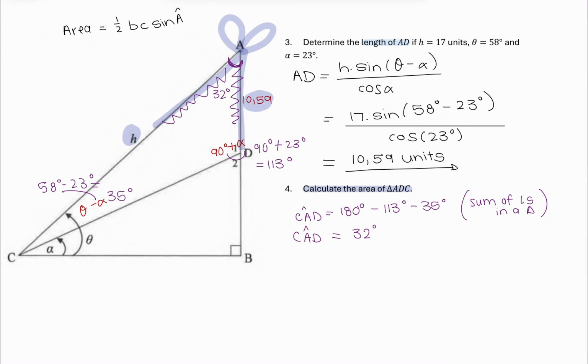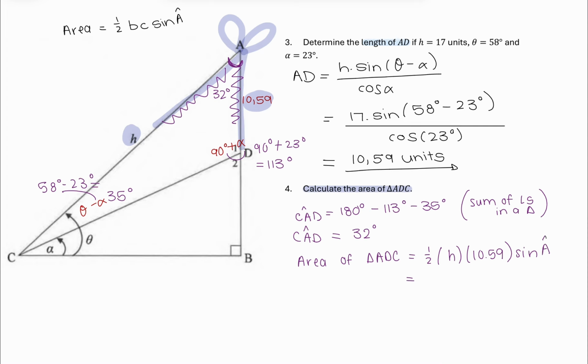Now do you see I've got my outer arms and I've got the inclusive angle, which means I can now get the area of triangle ADC, being half of those legs, being h and our 10.59. I will sub in h now, just to help simplify it. And then sine of our angle A.